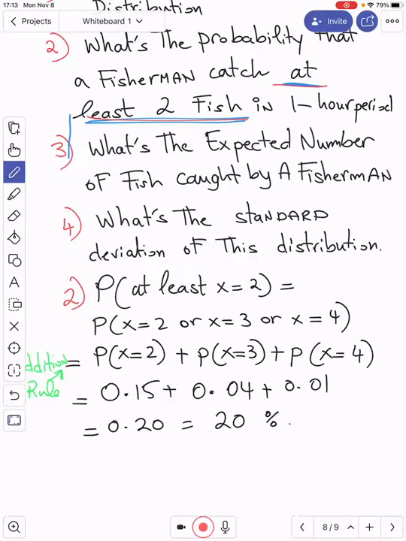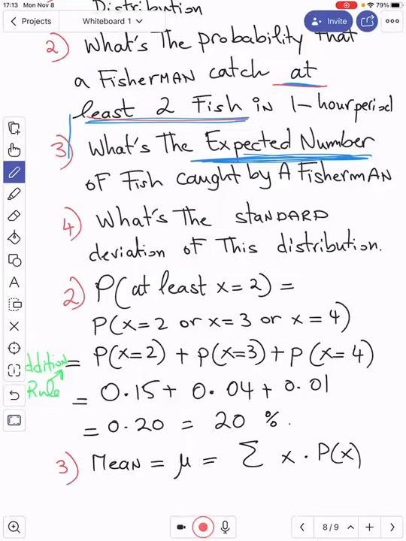What's the expected number of fish caught by a fisherman in a 1 hour period? Again, expected number, that's the mean. Whenever you see expected number, that's the mean. So for number 3, we need to find the mean, the average of x. The mean here, which is mu, I said it's x times p of x.